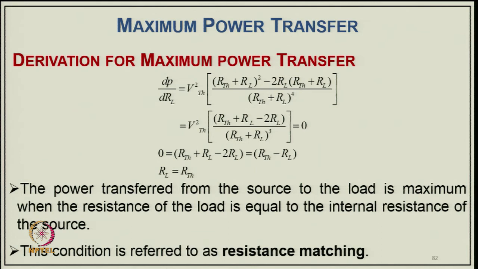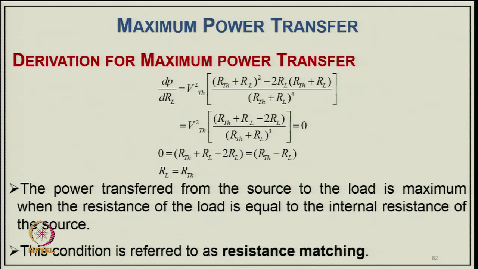We take a derivative of power with respect to this RL resistance. Here VTH is not a function of RL, so VTH square RTH is also not a function. We can only vary RL in this circuit, so we take a derivative of this. It comes (RTH plus RL) square minus 2 RL (RTH plus RL), divided by (RTH plus RL) to the power 4, and that is V square [(RTH plus RL) minus 2 RL] divided by (RTH plus RL) cube, equal to 0.